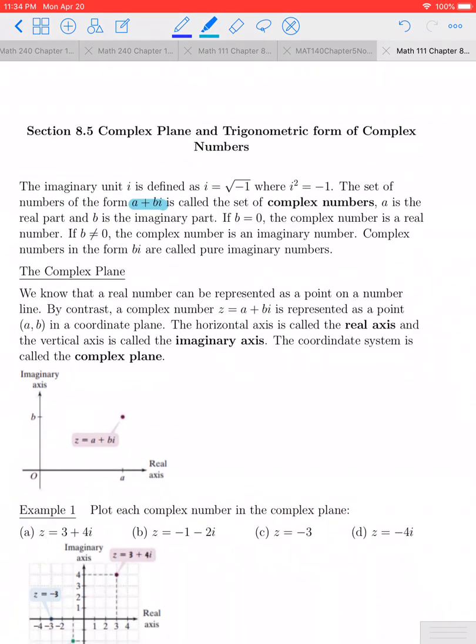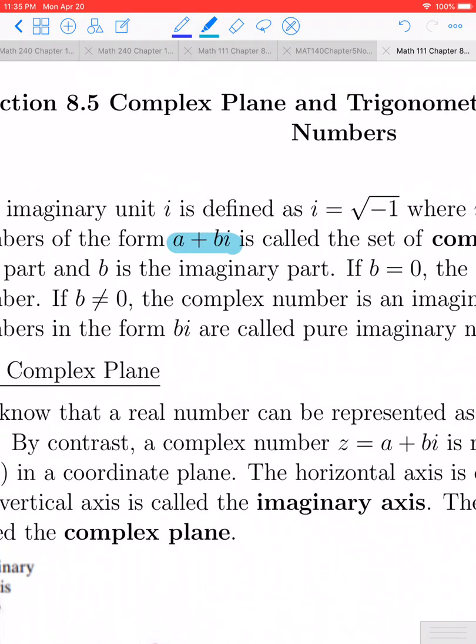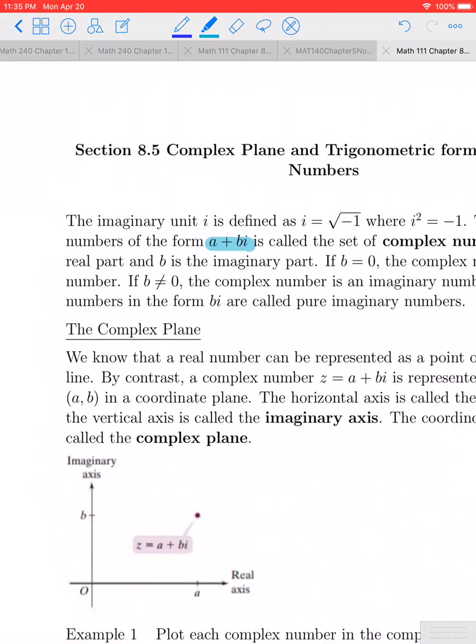We refer to a as the real part of the complex number a plus bi, and the coefficient of i, which is the b value, is referred to as the imaginary part of the complex number. Notice that this set actually contains the set of real numbers as a subset. If b is equal to 0, then the real numbers are just the subset of the complex numbers with b value equal to 0.